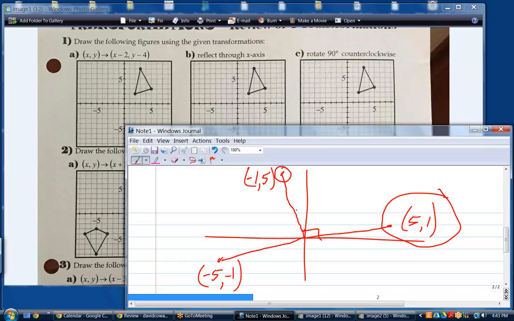So what happened when we did this 90-degree rotation? Well, we switched the numbers, that's part of our rule, and we changed the sign on the x-coordinate. That's all we did. So whenever you do a 90-degree counterclockwise rotation, you switch the numbers and you change the sign on the x-coordinate.